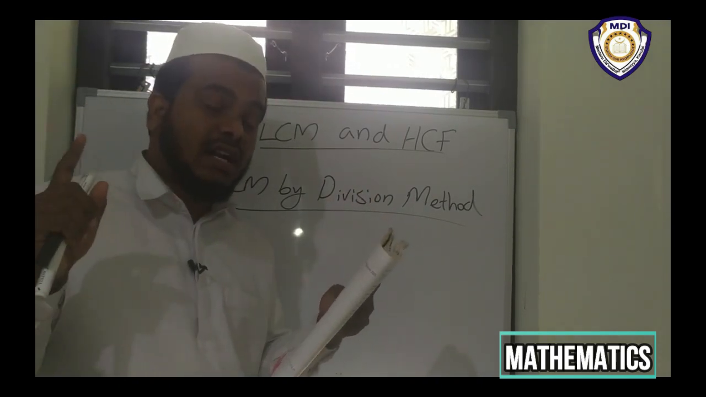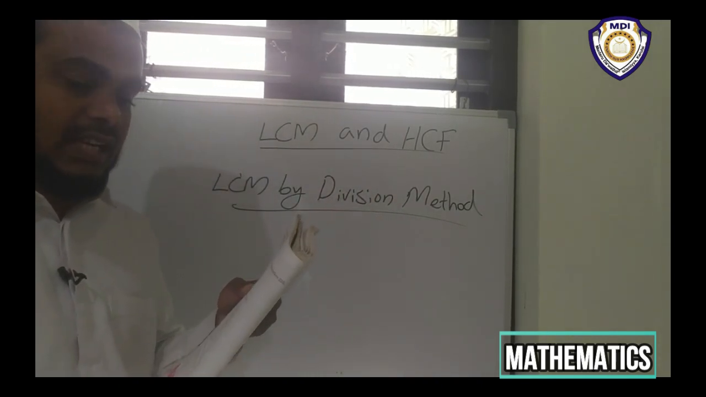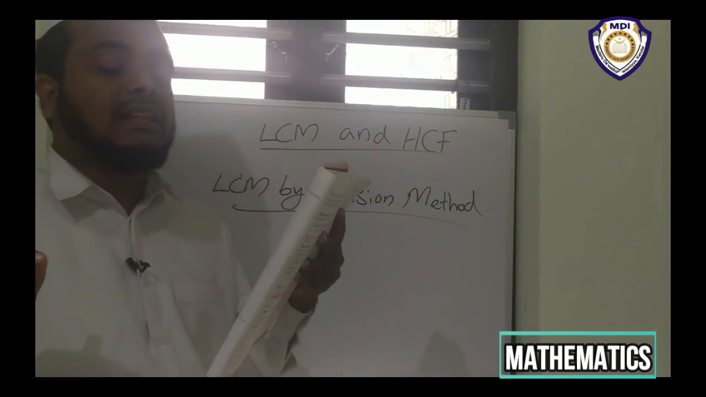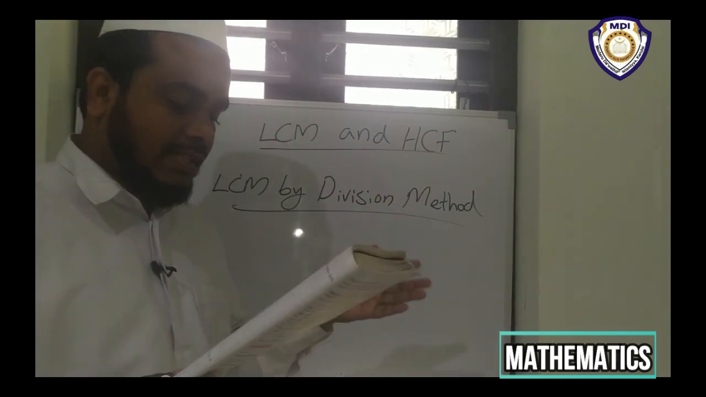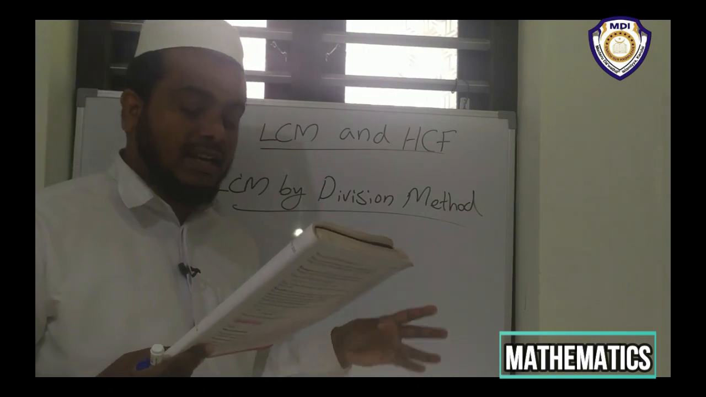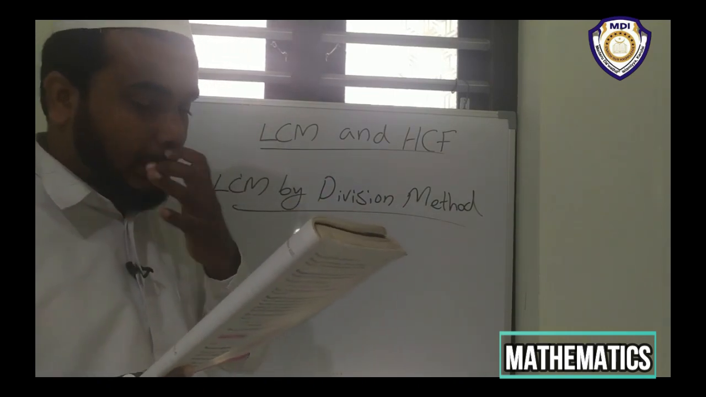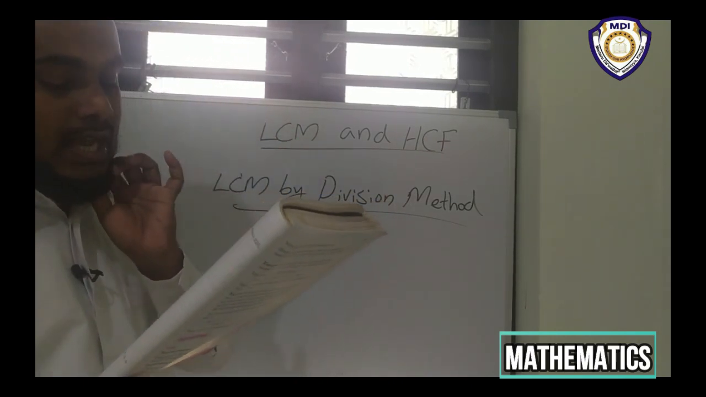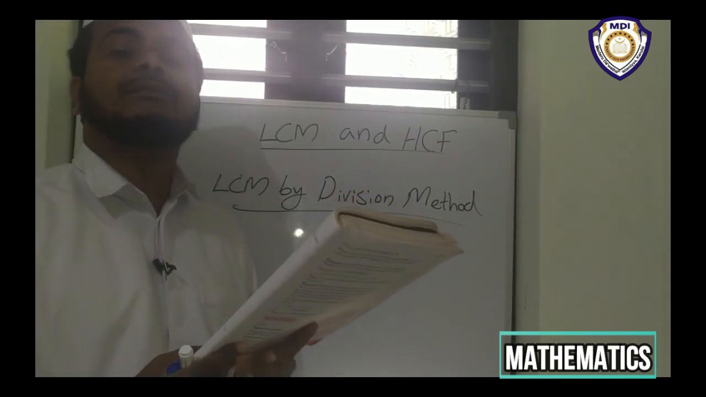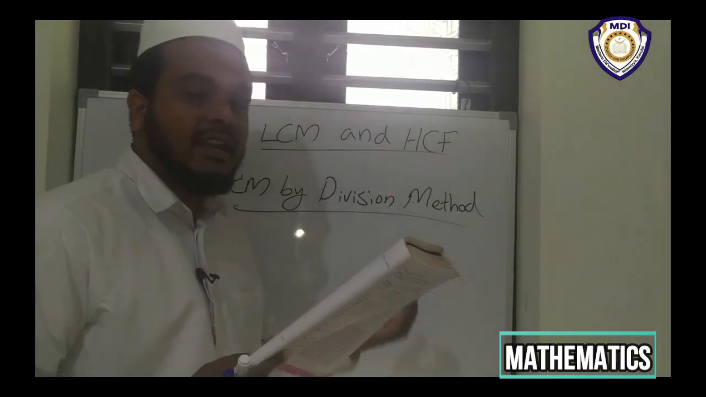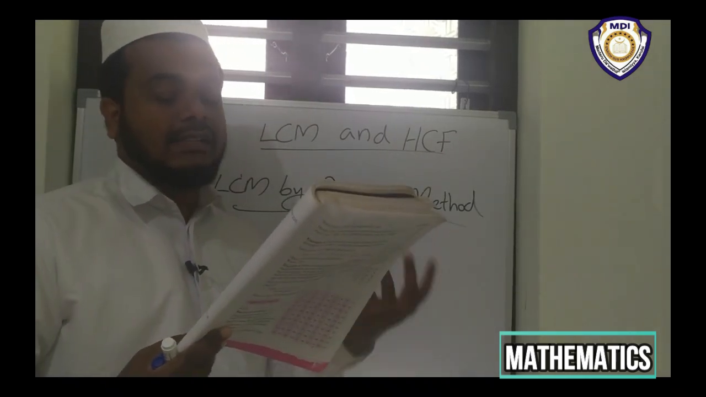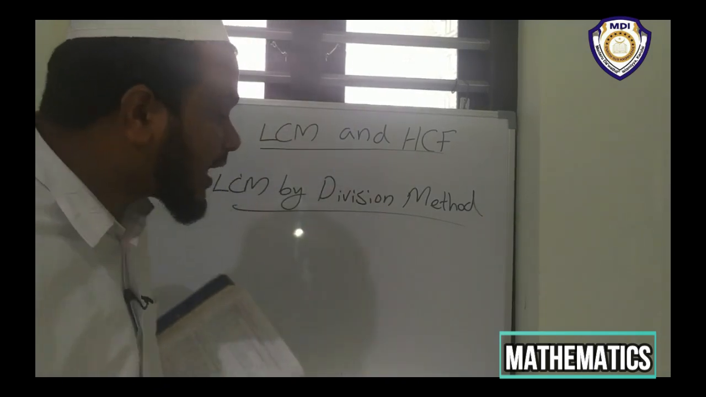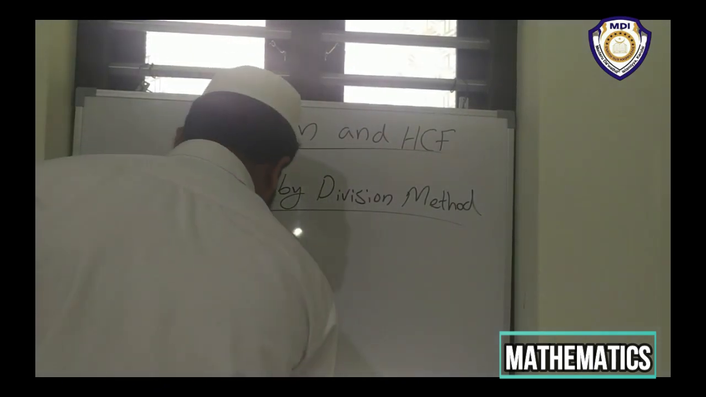The LCM of 225, 375, 600 is 9,000. Then the second example: find the LCM of 100, 140 and 150 using the division method. You get the same answer. This is the division method. Then let us discuss the application of LCM. What is the application of LCM?